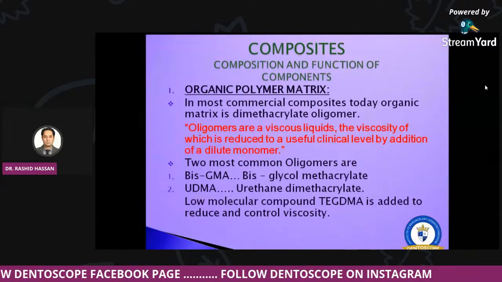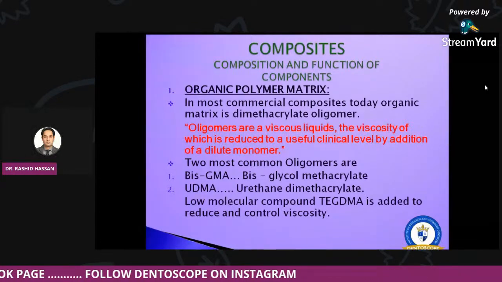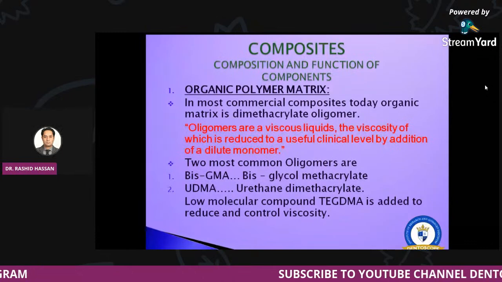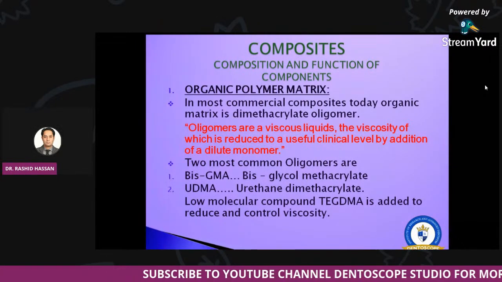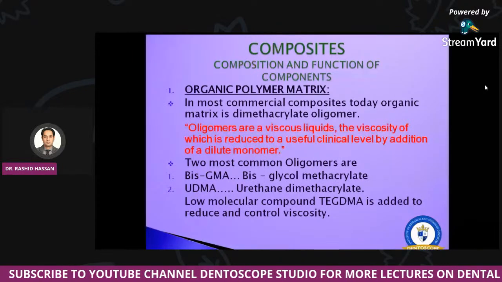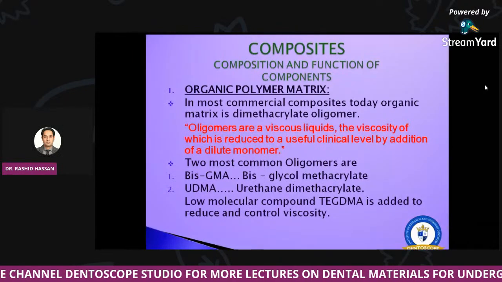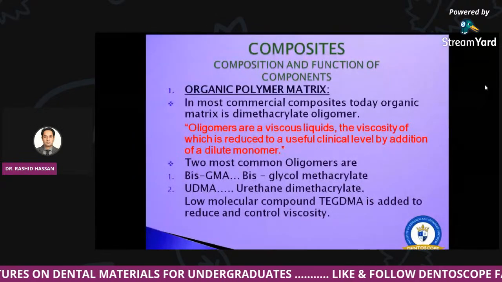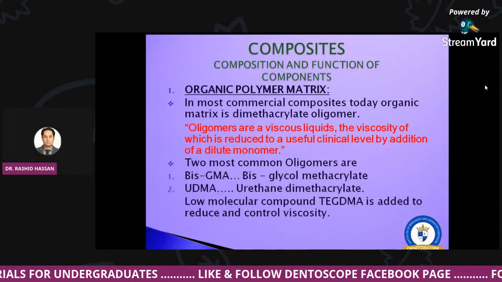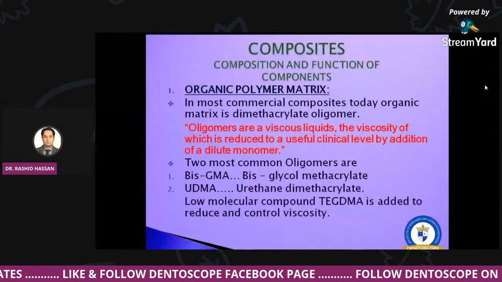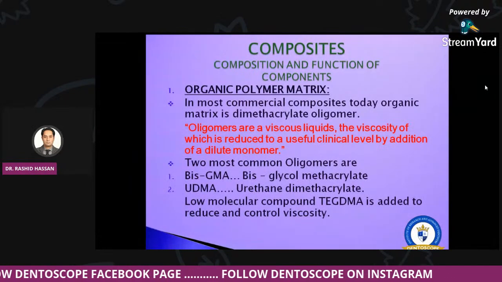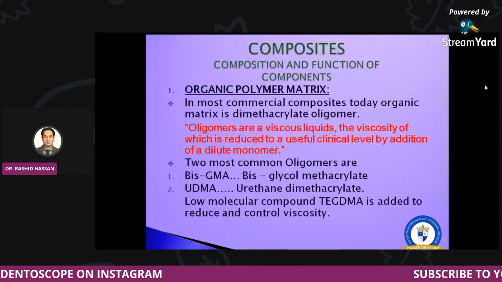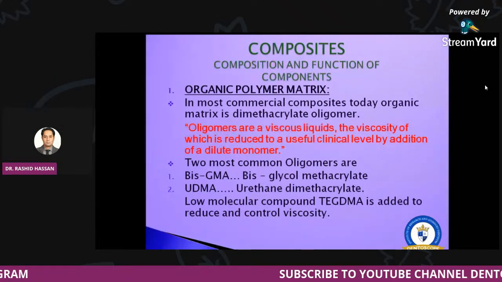They have thick viscosity, and to make their viscosity workable, we need to add a low molecular weight compound, which is triethylene glycol dimethacrylate, TEGDMA. TEGDMA is added to any one of these oligomers to make the viscosity thin, so that it can be easily worked and used to restore the tooth. So basically the oligomer is bis-GMA or UDMA, and the low molecular weight compound, TEGDMA, is added so that we get a workable mixture.